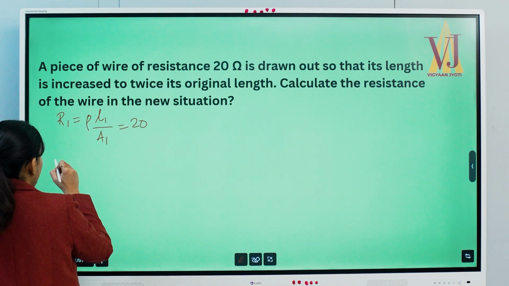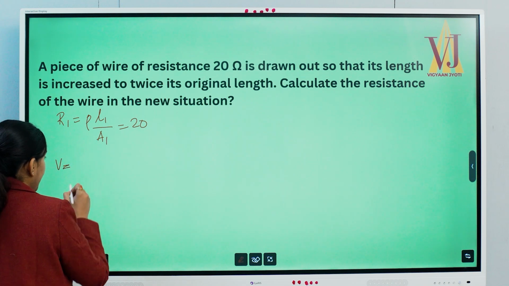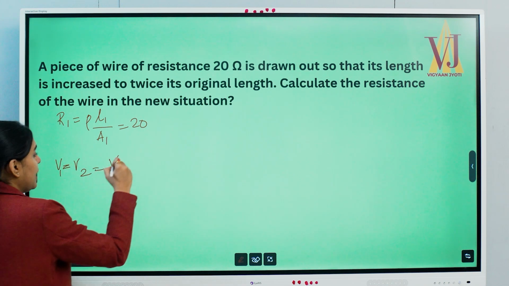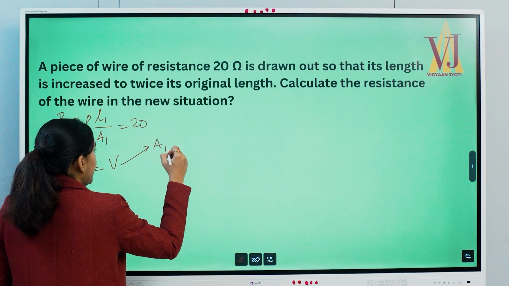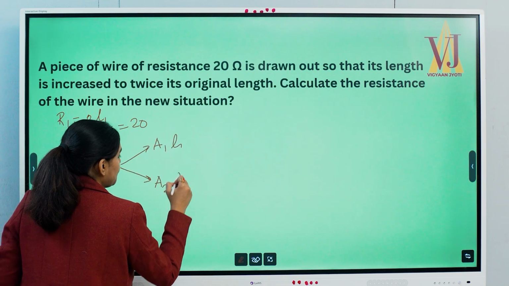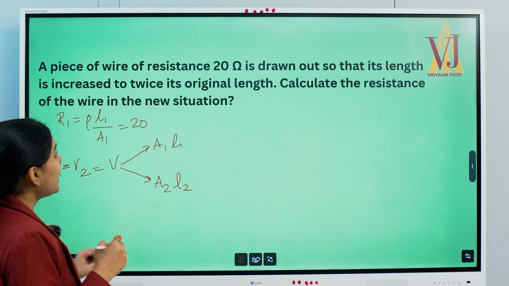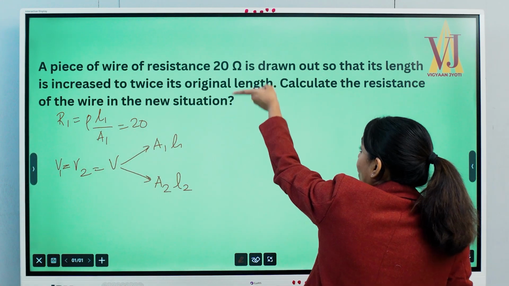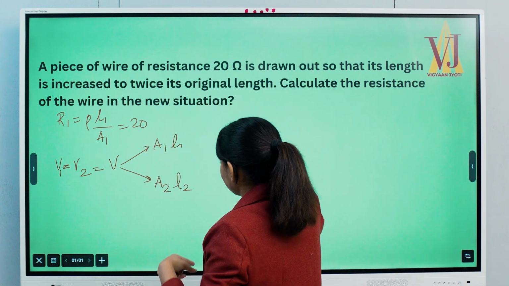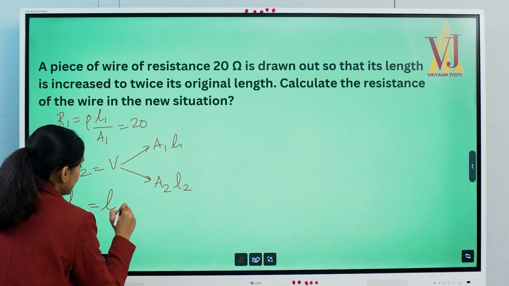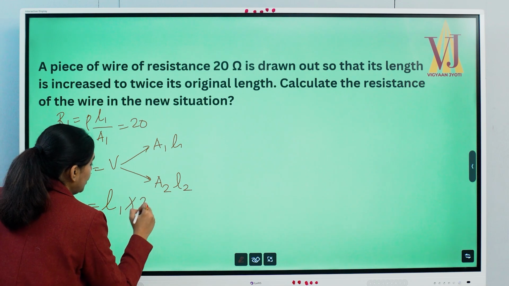Now let's see, these volumes are the same, right? V1 equals V2 equals V. This is the same. Now in the first case we had A1 L1, and in the next case we have A2 L2. Clear? Now they are saying the length is increased to twice its original length. Fine? That means L2 equals L1 into 2.